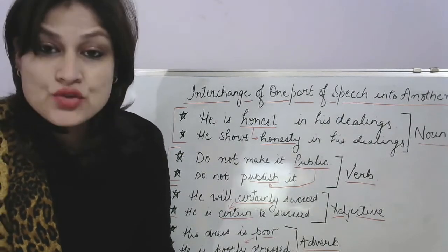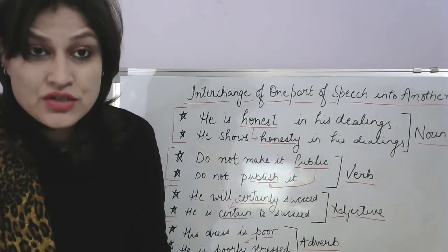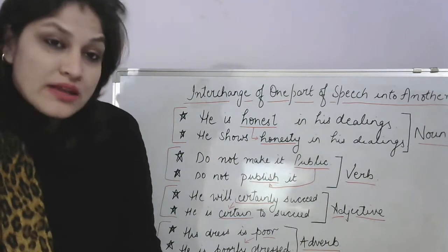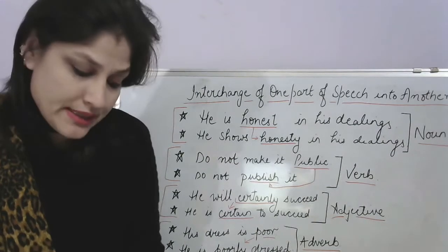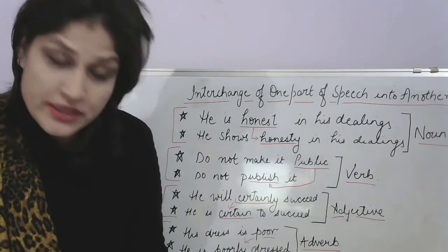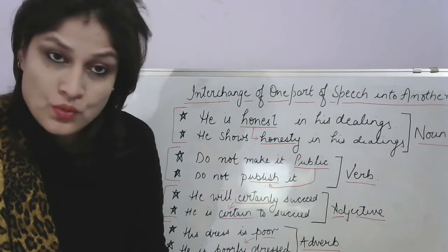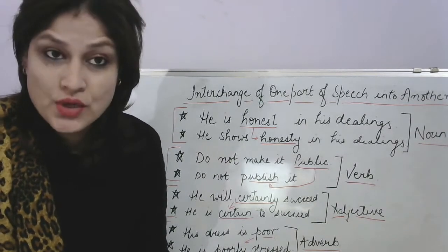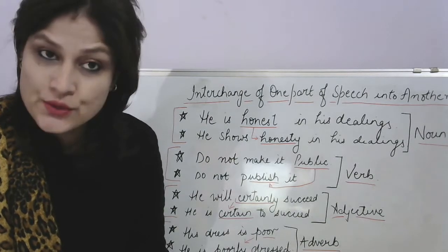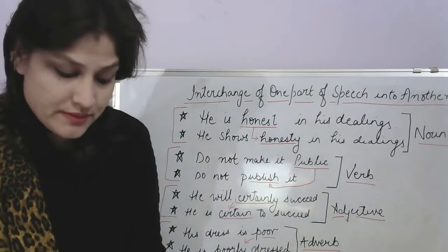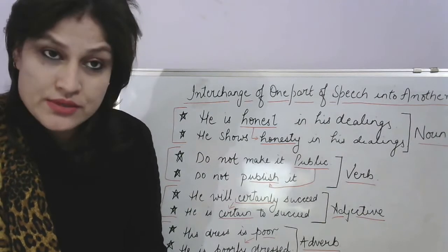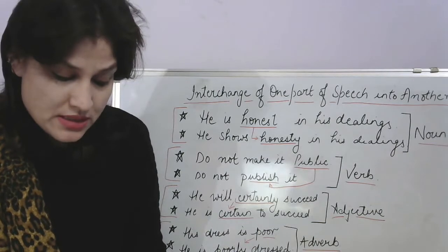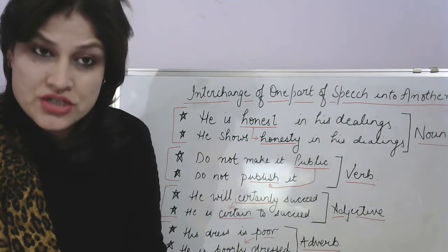By changing it into an adverb. What is an adverb? Adverb is that word that modifies your verb, right? You're not walking with attention. You're not walking attentively. His dress is poor. He is poorly dressed. How is he dressed? Poorly. He had a narrow escape. He escaped narrowly, right? So this is how you will change it.